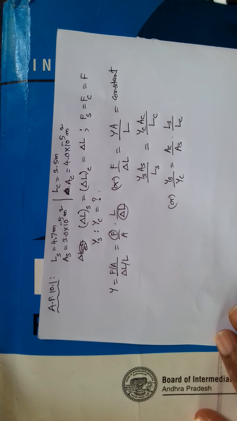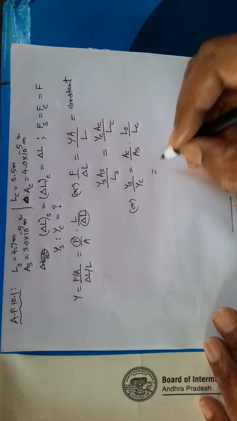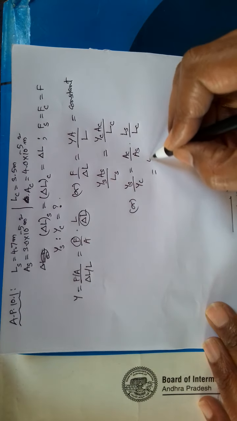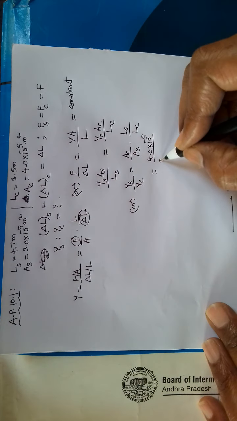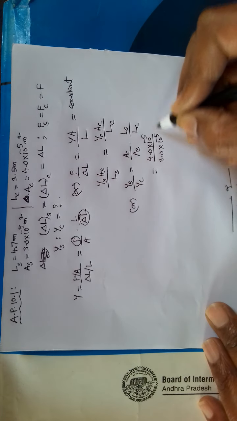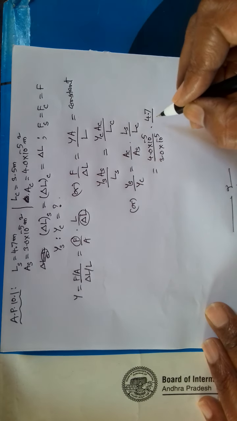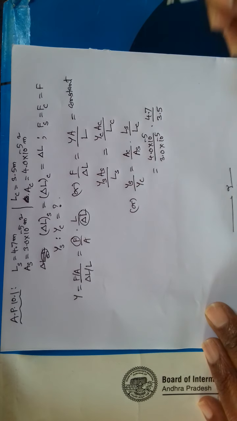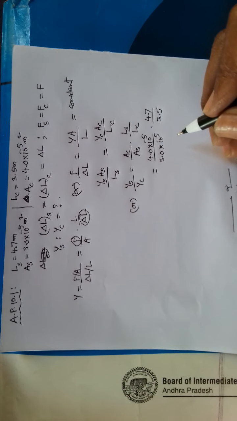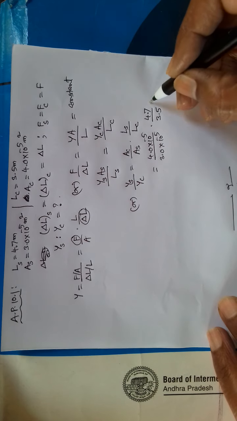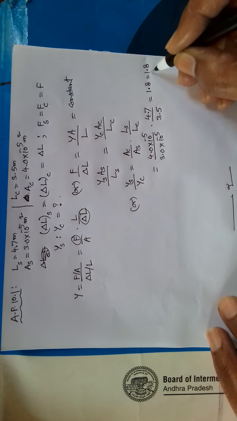Now let us substitute the values. Ac 4.0, As, Ls 4.7, Lc 3.5. So substituting the values, we get the answer. That is equal to 1.8. That is 1.8 by 1.